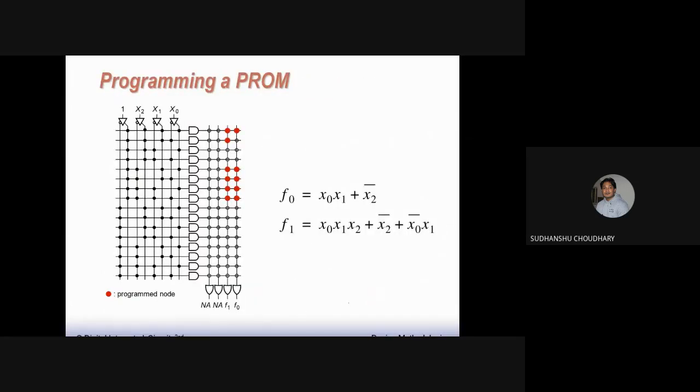So for example, using a PROM based approach where only the OR gates are programmable, the AND gates are already fixed here. So for example, somebody wants to implement a function, F0 is x0 x1 plus x2 bar. So F0 can be obtained from here and the respective connections can be fused. Similarly, F1 can be obtained and the respective connections can be fused to obtain this functionality.